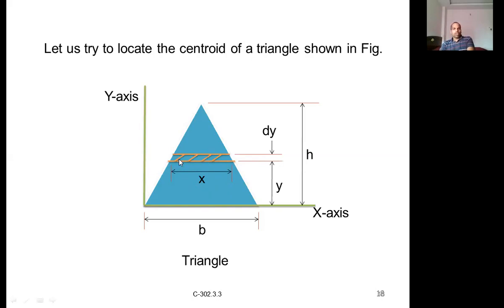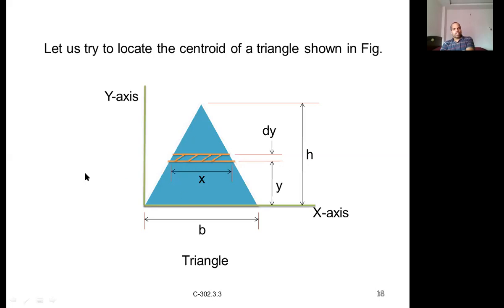Now, this is one strip, and there are a number of strips from 0 to h height. Now you apply the integration principle, or sum all the terms. The moment of area is nothing but x into dy, that is the area. What is the first principle? The resultant moment of area is equal to the sum of all the moments of area of these small infinitesimal areas. That is nothing but x bar into A.